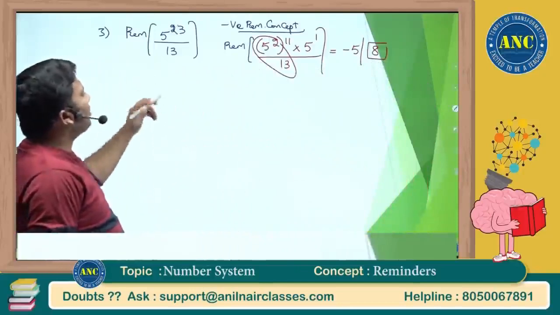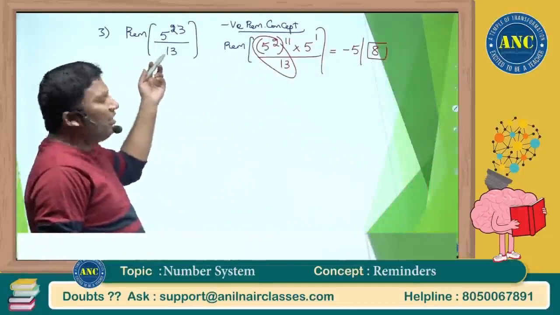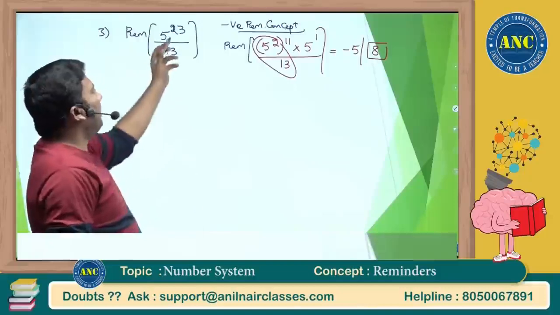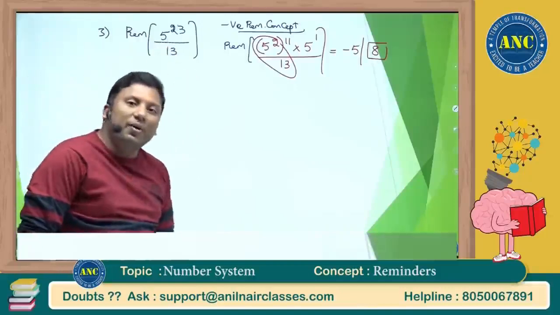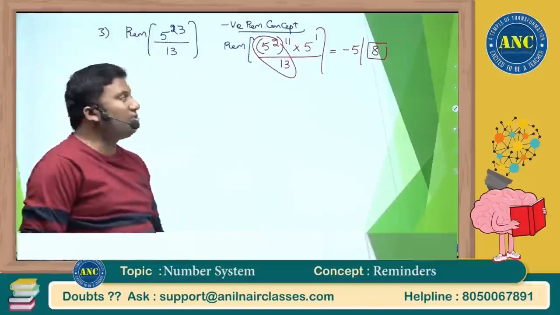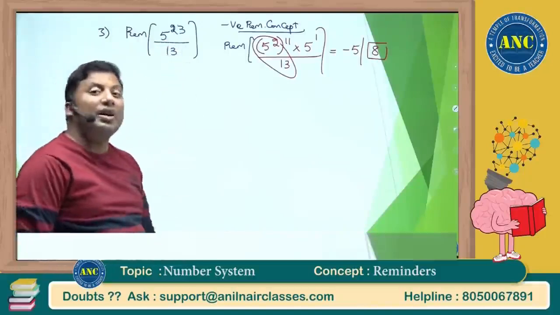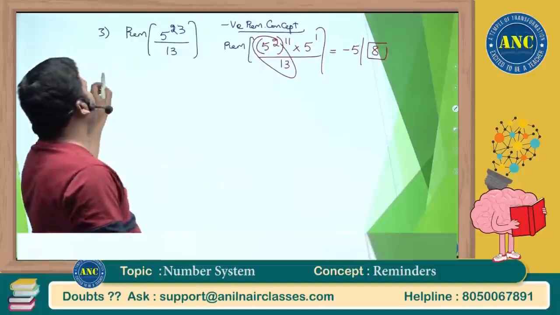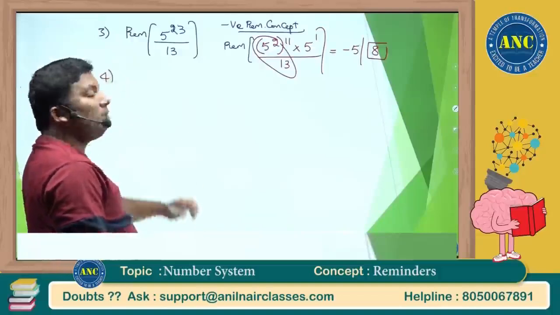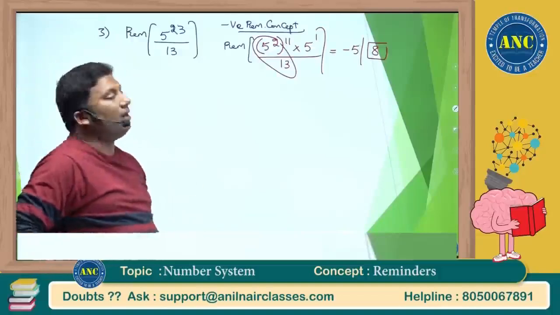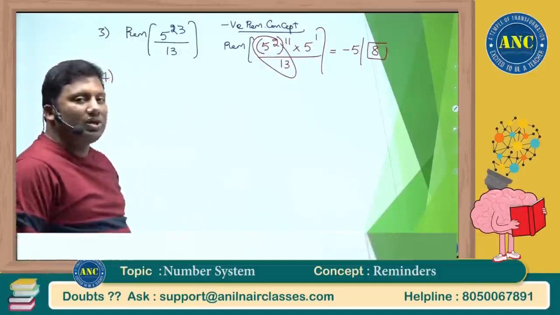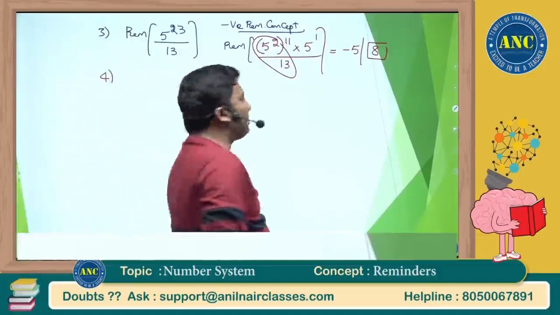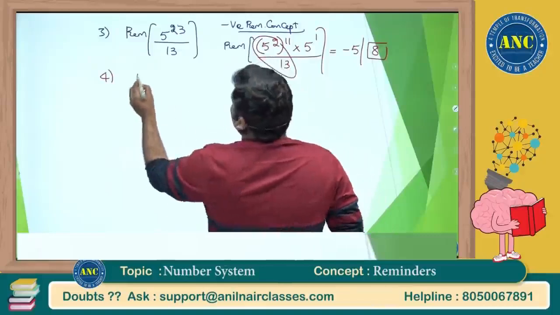Very, very easy question. In fact, Fermat's theorem will take a little more time. 13 means power is 12. 5 power 24 by 13 is 1. The question is 5 power 23, so coming back will be a little cumbersome. For certain problems where the denominator is a prime number, negative remainder is a very, very interesting logic.